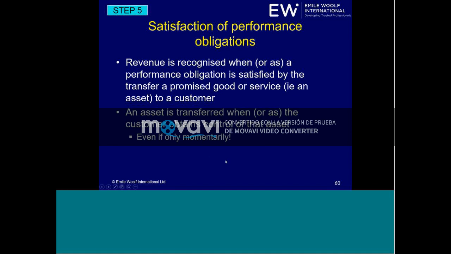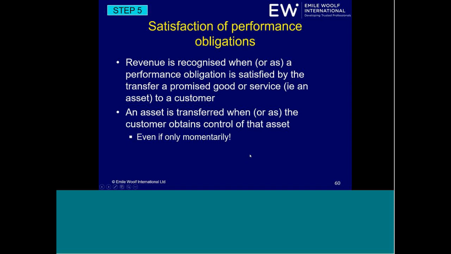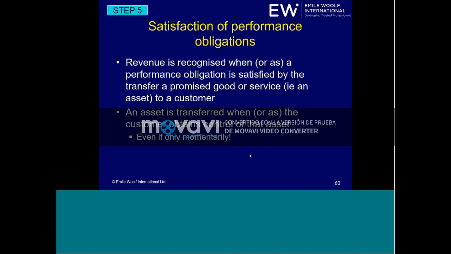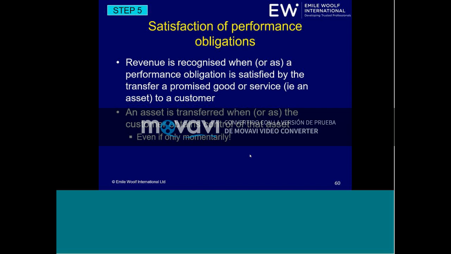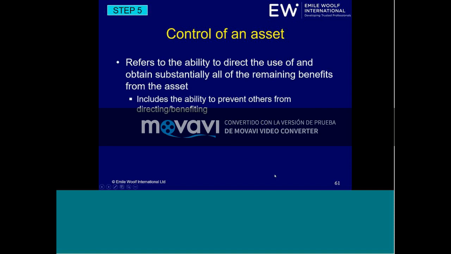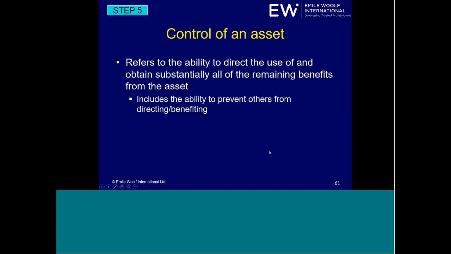So an asset is transferred when or as the customer obtains control of that asset, even if it's only for a fraction of a second before the play or the musical performance moves on. Control of an asset refers to the ability to direct the use of, and obtain substantially all of, the remaining benefits. It includes, therefore, the ability to limit other people enjoying such an asset.